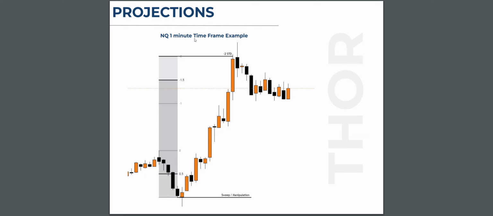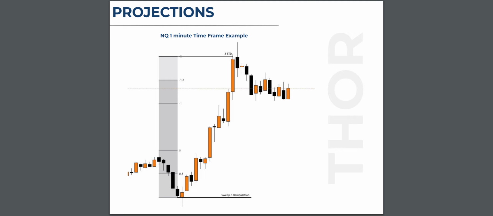Another example, this one's on the 1 minute time frame. Obviously, the 1 minute time frame standard deviation projection will not give you the whole New York session range, but it's going to give you how much the first leg could basically expand. Here, as you can see, at -2 standard deviation, it kind of rejected and started stalling.